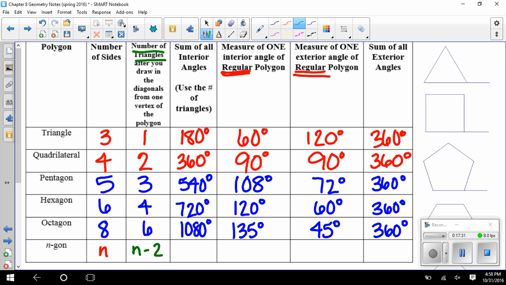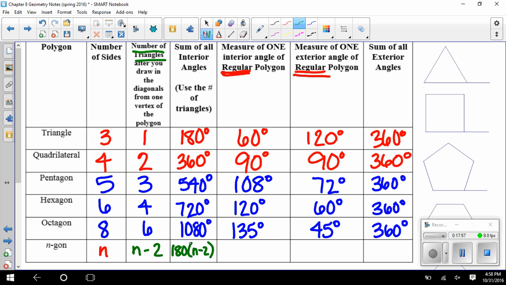Okay? Now remember, we use the number of triangles here. So once you figure out the number of triangles, what did we do with this number? Well, we had to multiply it by 180 degrees because each triangle has 180 degrees in it. So this is 180 times n minus 2, because there's 180 degrees in a triangle and the number of triangles is n minus 2.